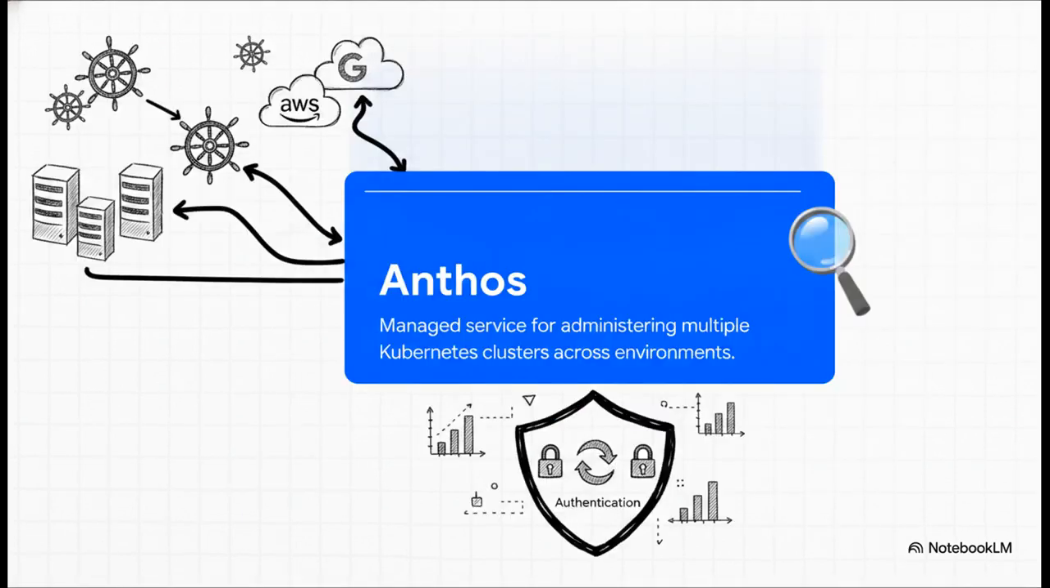But what happens if your company grows so much that you're suddenly running multiple Kubernetes clusters, maybe even spilling over into AWS or your own on-prem data centers? Well, that's exactly where Anthos steps in. Anthos becomes your central command center, a fully managed service for administering all those clusters together seamlessly. Pair it with Anthos Service Mesh, and you've got consistent security, auth, and monitoring across your entire crazy complex infrastructure.